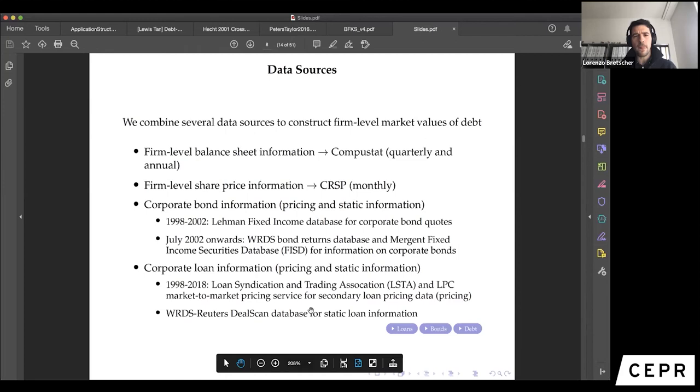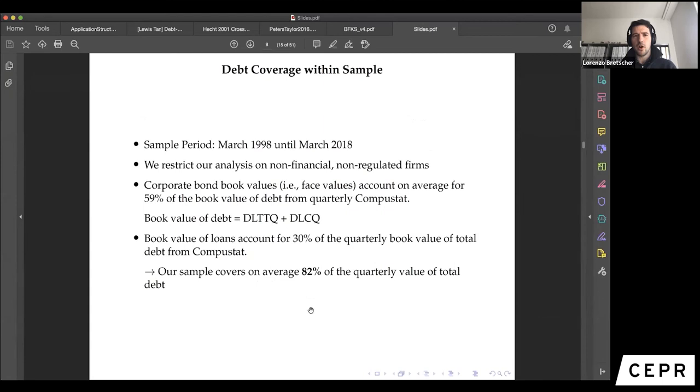Once we put all this data together, we want to know what is the intensive, to some extent, and extensive margin of our sample coverage. What I mean by intensive margin is really within a firm, if we look at the book value from quarterly CompuStat, what fraction of this book value do we have market values for? And the answer is on average 82%. So for 82% of the book value from quarterly CompuStat, we can attach market prices to it.